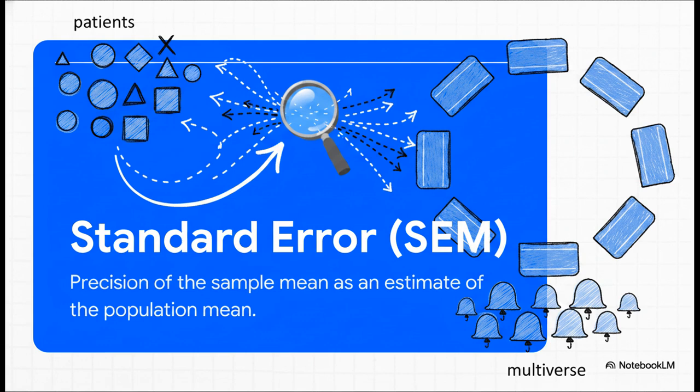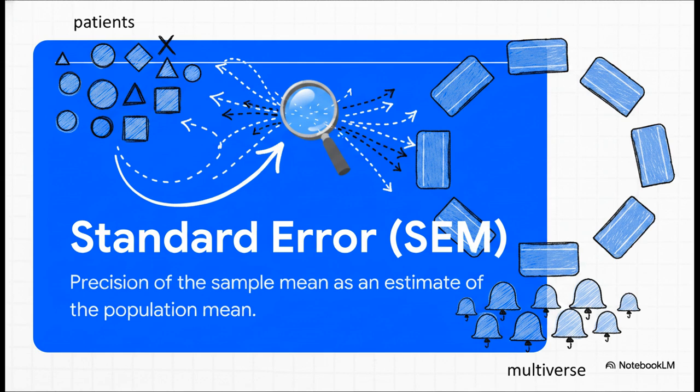Now let's introduce our second kinda shape-shifting suspect, the standard error of the mean, or SEM. In direct contrast to our honest truth, the standard error is an inferential statistic. It quantifies the precision of the sample average as an estimate of the true underlying population mean. We have to really zoom out now. Rather than describing individual patient variability, the standard error represents a hypothetical multiverse.